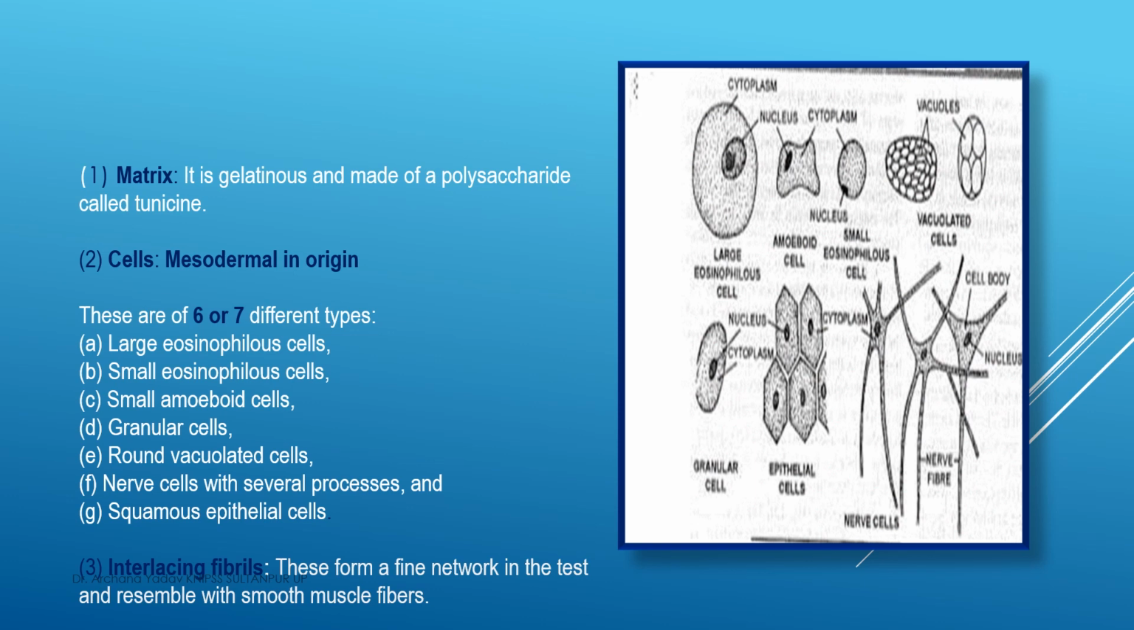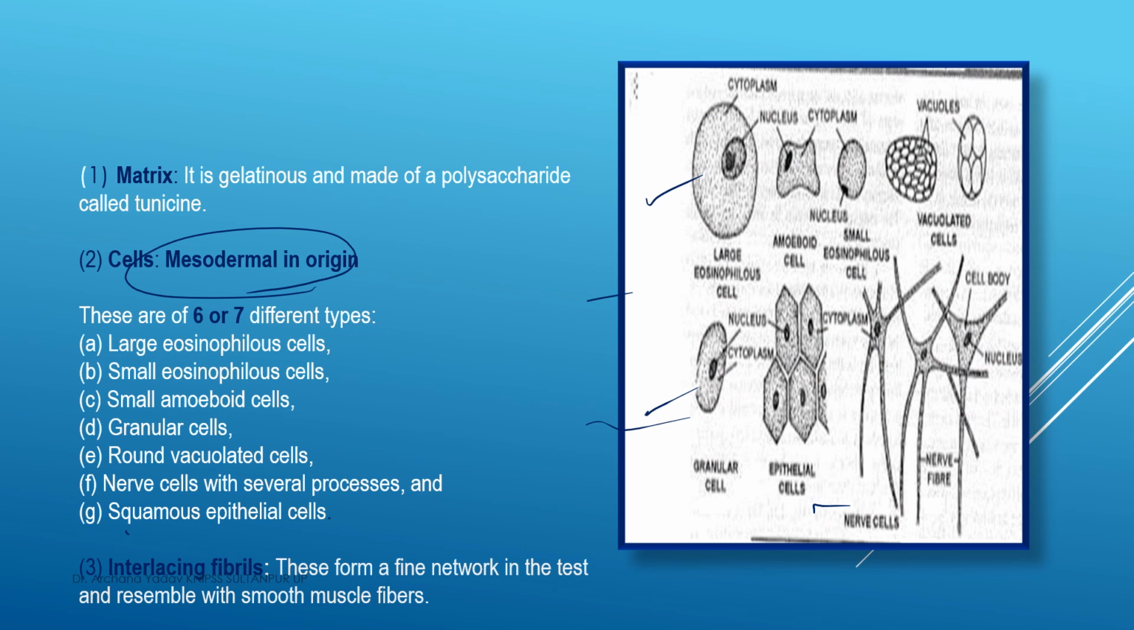And number two is the cells or corpuscles. They are mesodermal in origin, basically six to seven types in number: large snowflake cells and some granular cells, some rounded vacuolar cells, nerve cells, squamous epithelial cells. These approximately six to seven different types of cells are present there.